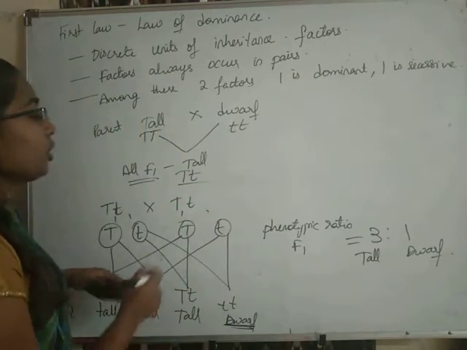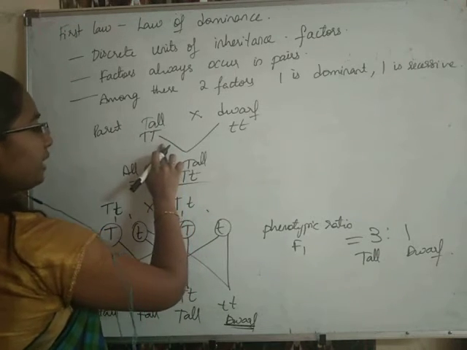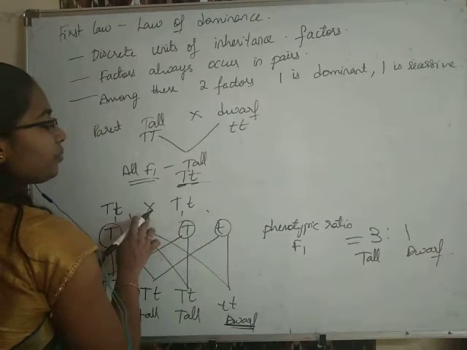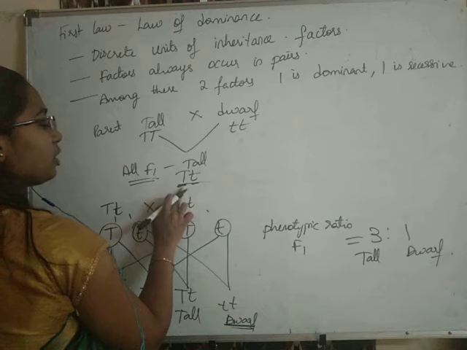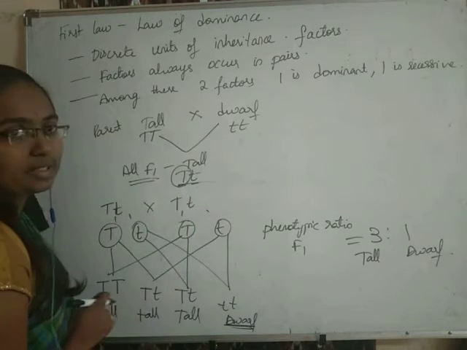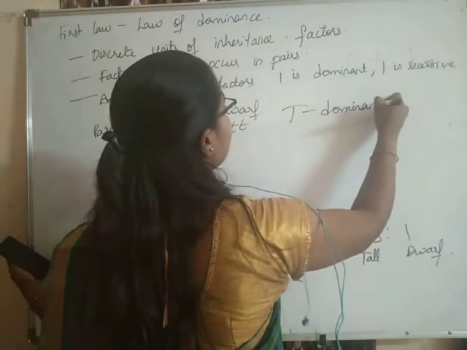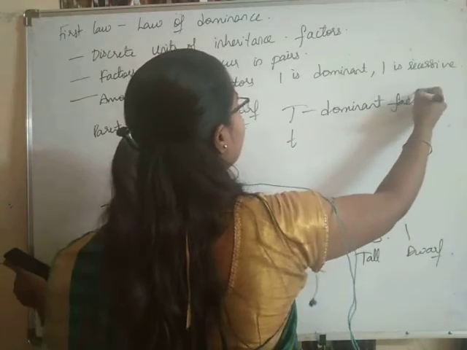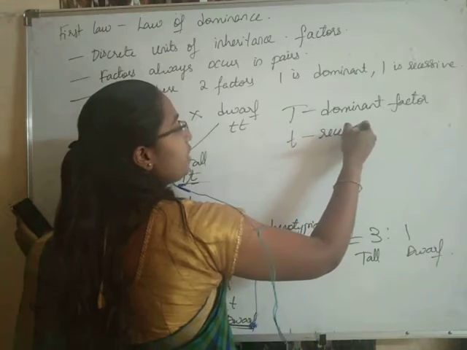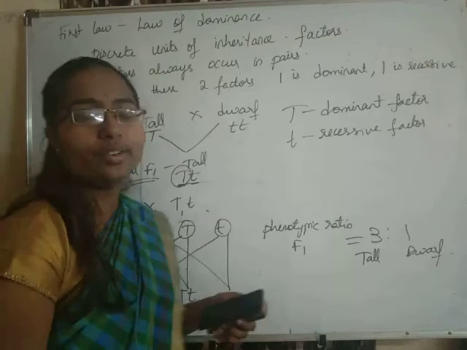Because the gametes consist of alleles from both the parents, the factor capital T is dominant over small t. That is why in the F1 individuals, which have both capital T and small t, capital T being dominant, small t is not expressed. So capital T is the dominant factor and small t is the recessive factor.